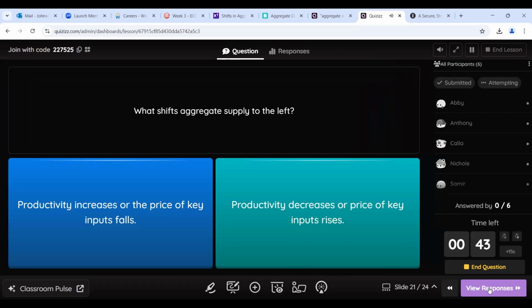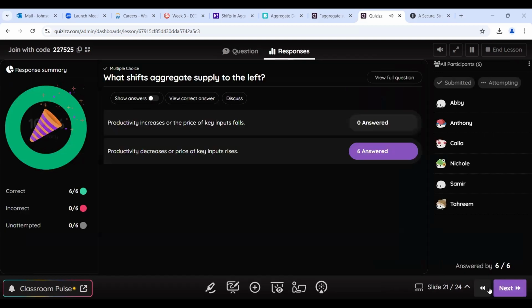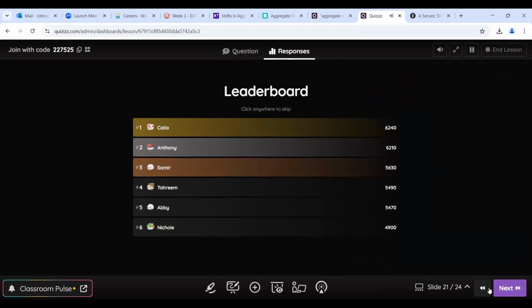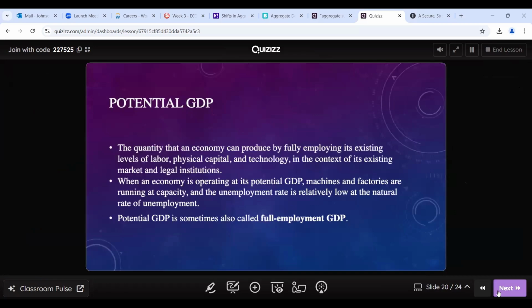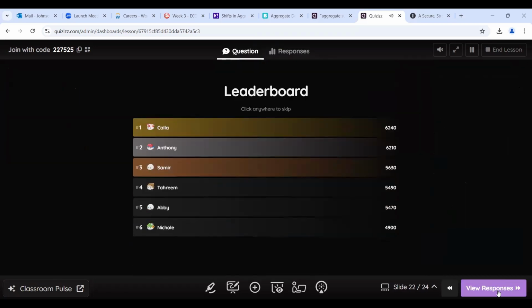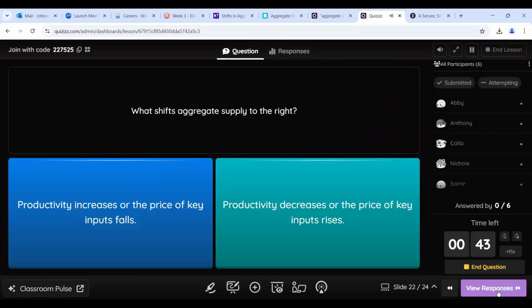So what shifts aggregate supply to the left? Productivity decreases or price of key inputs rises. So they can produce less. So it would shift left when they can produce less because it's more expensive. Yeah. Their technology might be less effective, or their inputs are more expensive.